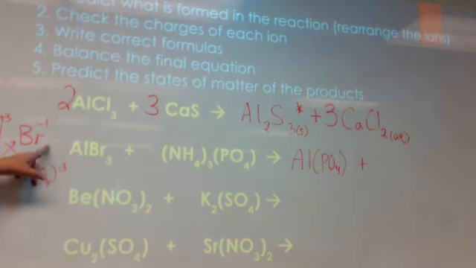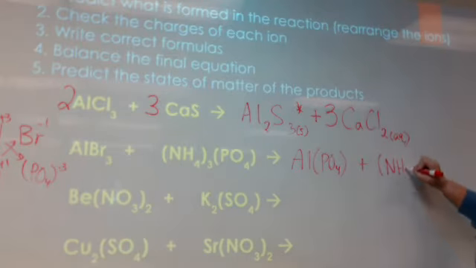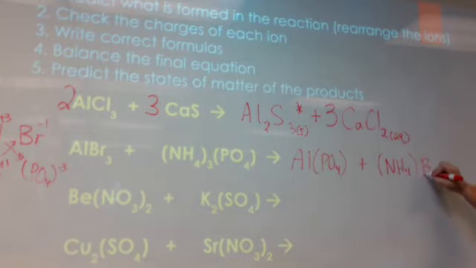Does NH4 and Br cancel? Yes, so it's a 1-to-1 ratio. Again, NH4 is the positive one, so this time our polyatomic ion is in front. And then Br. Now we balance.